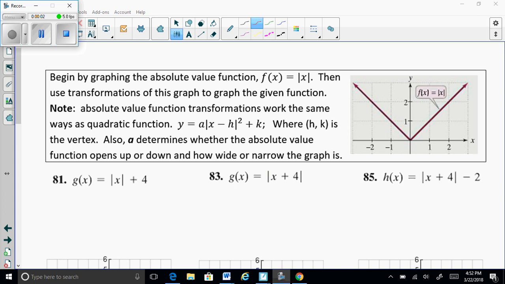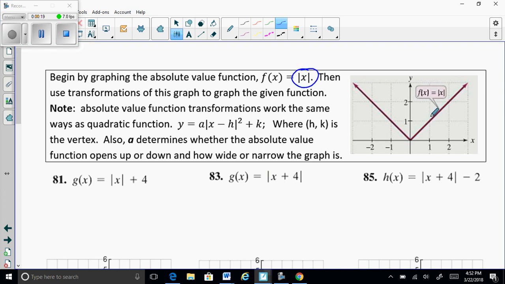Okay, for part two now, we're starting with these absolute value functions. And so they're going to be very similar to the parabolas. It's just going to be a V shape. So just to kind of review, this is absolute value of x.